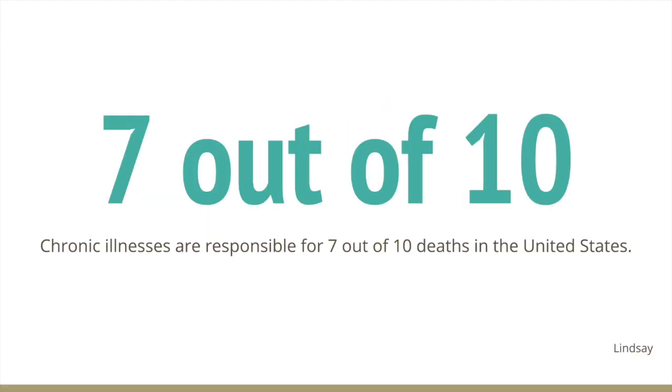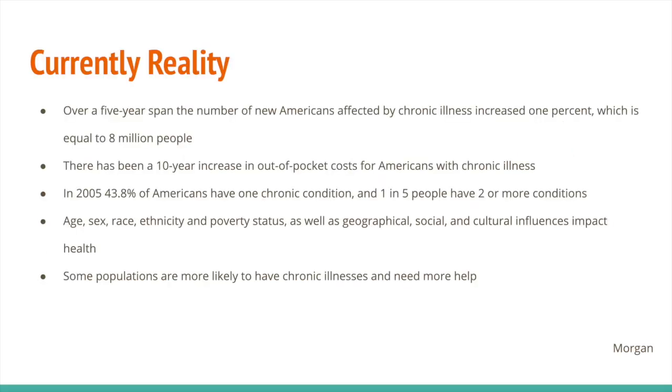According to researchers for the American Journal of Medicine, chronic illnesses are responsible for 7 out of 10 deaths in the United States. Across a 5-year time span, the number of Americans with new chronic illnesses increased by 1%, which is equal to 8 million people. There has been a 10-year increase in out-of-pocket costs for Americans with chronic illnesses.